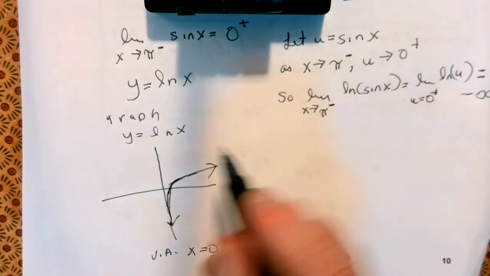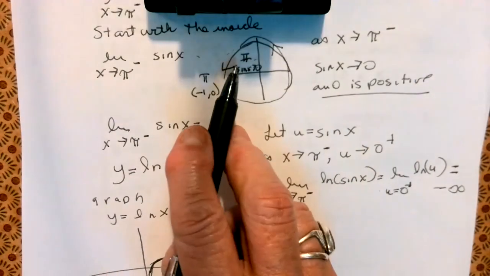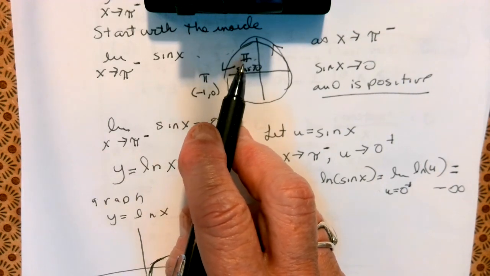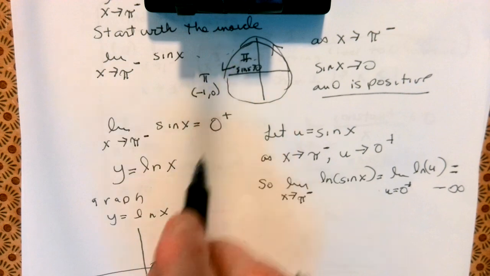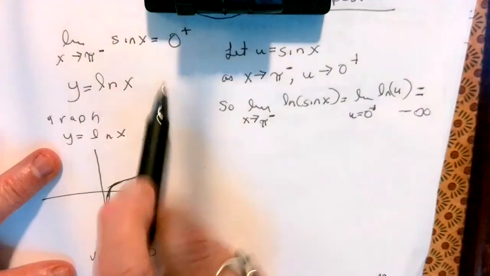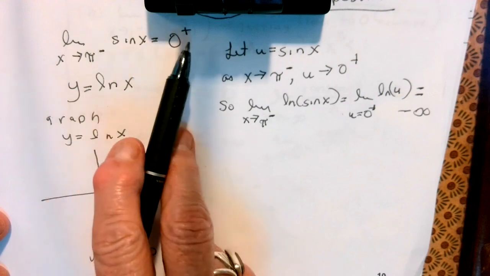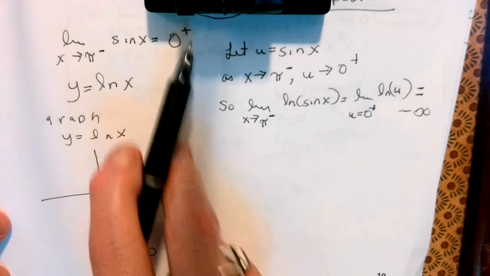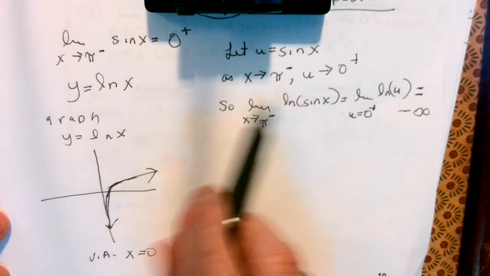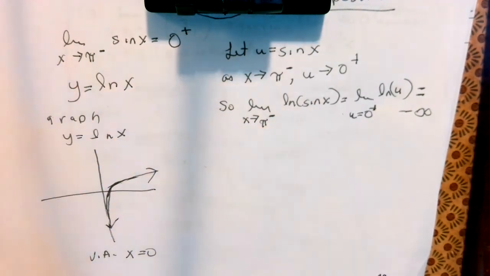So the idea is you look at the inside, and instead of looking at a unit circle here, you could have also looked at the graph on your calculator. Then you look at what the outside is doing as the inside is going to whatever it's going to. In this case, sine x was going to 0 from the positive side, and that's the inside of the limit. So natural log, whose argument is going to 0 from the positive side, is going to negative infinity.